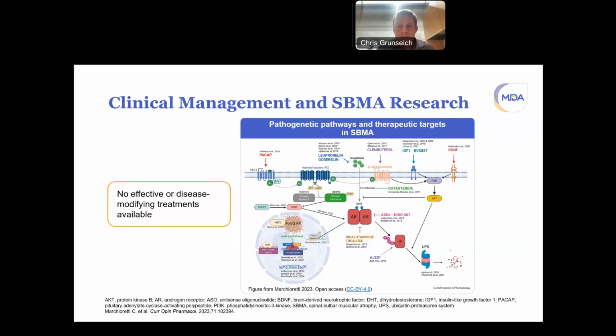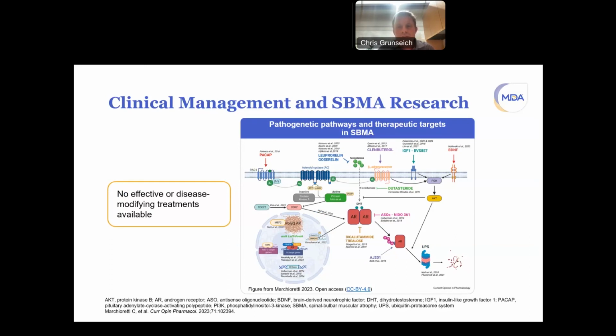The clinical management of SBMA, right now, we do not have a drug to treat the condition. We don't have any disease-modifying drugs, but there are many on the horizon that look promising. Many of the agents that have been considered so far in studies have tried to target the androgen receptor function. You could see the androgen receptor here is abbreviated AR in those red rectangles.